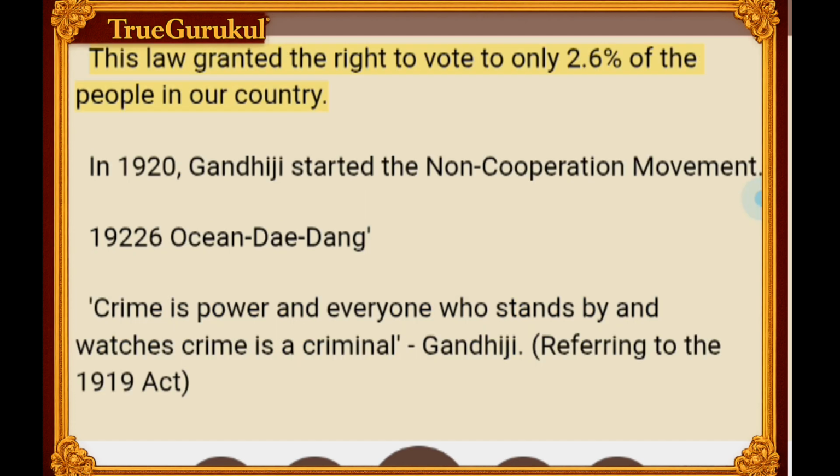This law granted the right to vote to only 2.6% of the people in our country. In 1920, Gandhiji started the non-cooperation movement. Gandhiji said, "Crime is power, and everyone who stands by and watches crime is a criminal," referring to the 1919 Act.